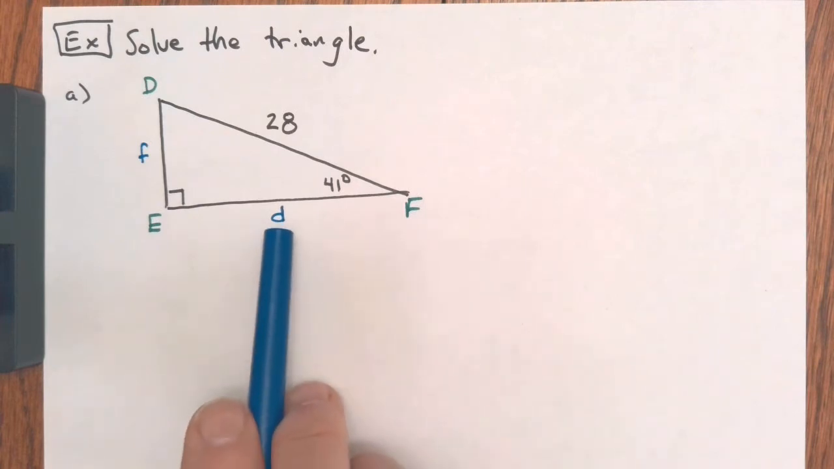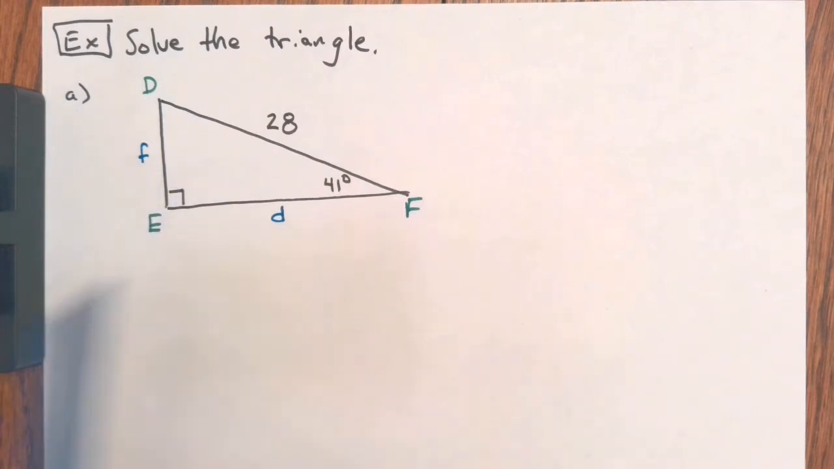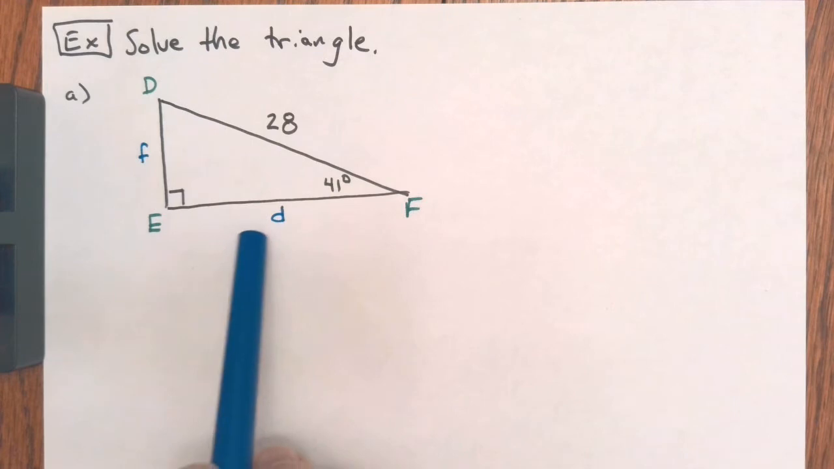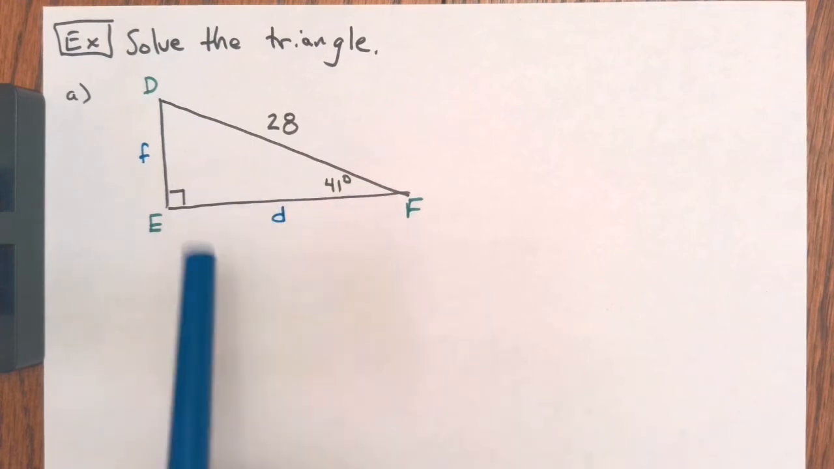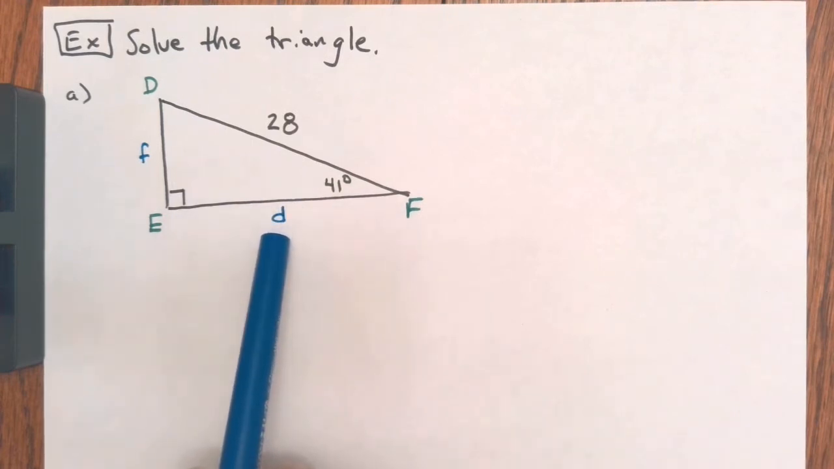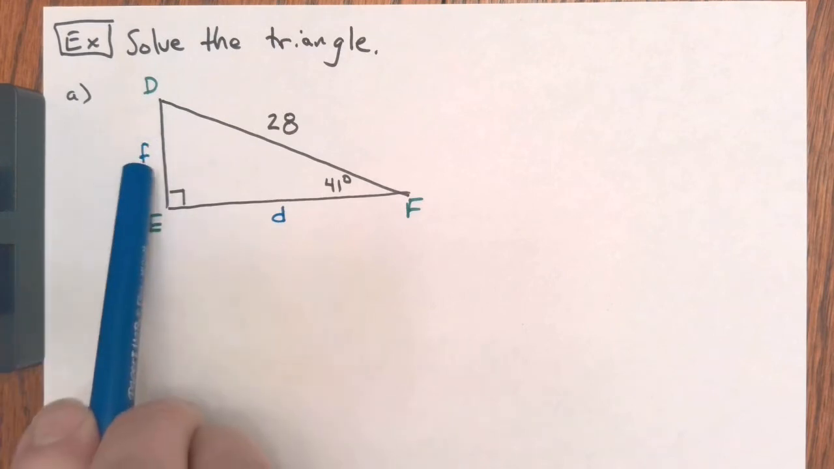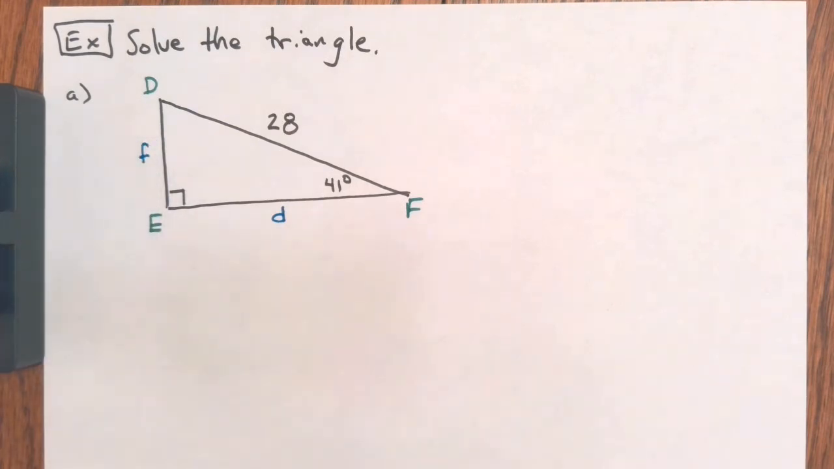We have some lowercase letters here for the sides that we are missing. We don't know how long this side is. We've labeled that side d. We don't know how long this side is, and that is side f. In every triangle, there are 6 different things that we can measure. There are 3 angles, and there are 3 sides.